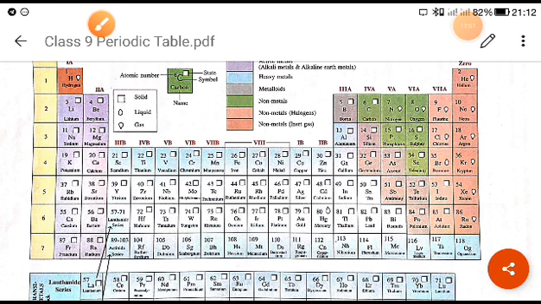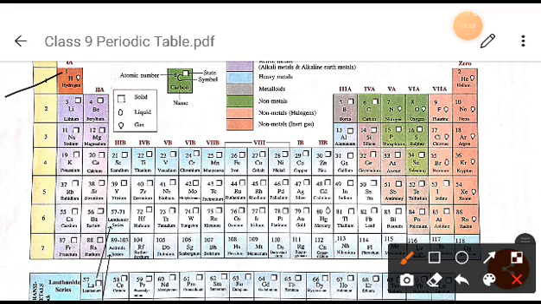Now next, the first period, which is hydrogen and helium, is called the shortest period. The first period contains only 2 elements, atomic numbers 1 and 2. The second and third periods contain 8 elements each. You count 1 2 3 4 5 6 7 8, right? Here also 1 2 3 4 5 6 7 8. So these are called short periods. That was the shortest period, and this is called a short period.